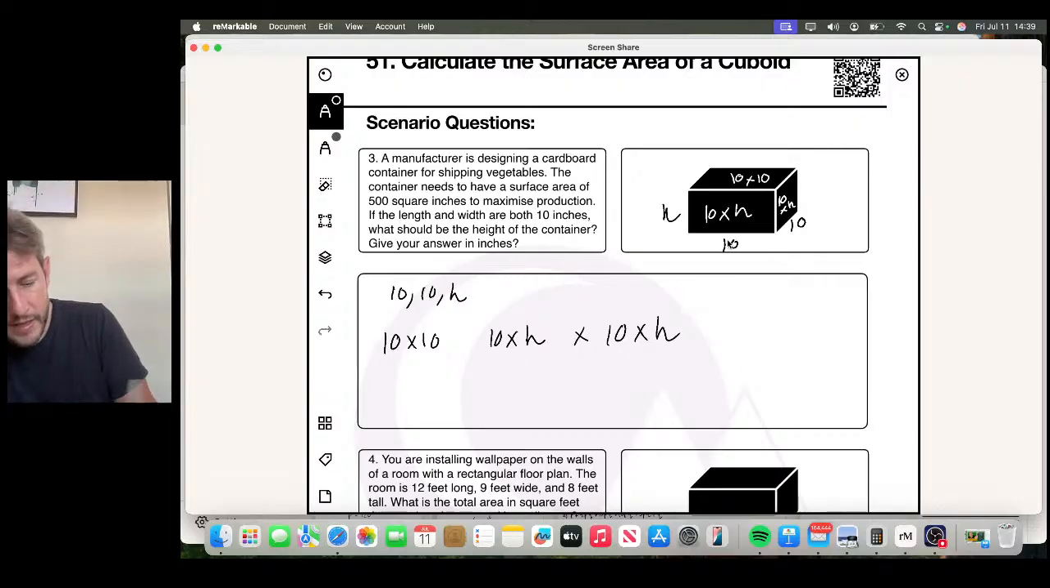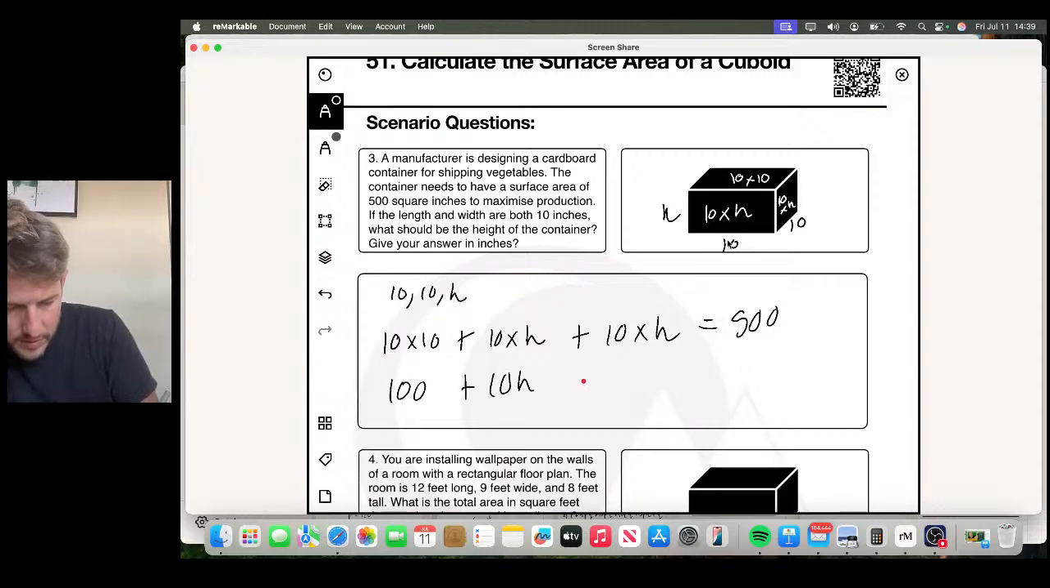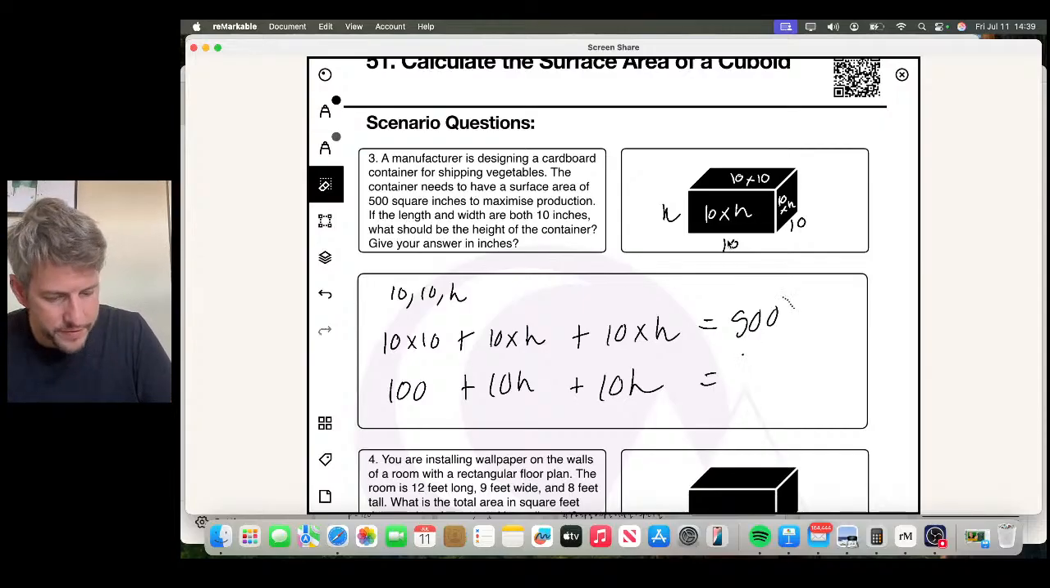Okay, and so this will equal, well actually, this will equal half of the sides, so this will equal 500. Let me get rid of that. Plus that, plus that, and that's going to equal the 500. So let's work out what this is. We have got 100 here, plus 10h, plus 10h, okay, and that equals 500. No, that doesn't equal 500, that equals 250, sorry.